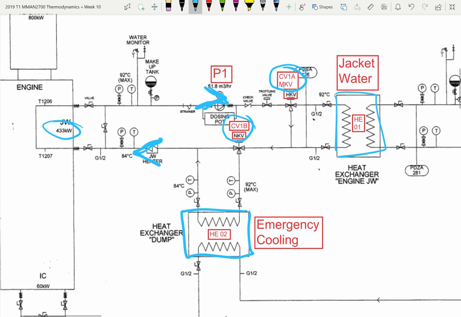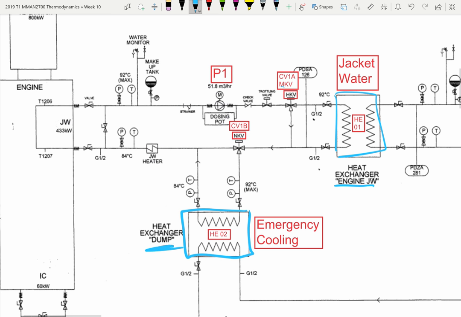Or if I remove that, our water can come into the engine, go around, bypass heat exchanger 01 and then go through heat exchanger 02. And this is in the configuration with emergency cooling. Okay, so our valves CV1A and CV1B exist to direct the thermal energy from the engine either into the jacket water heat exchanger or into the dump or the emergency cooling heat exchanger.